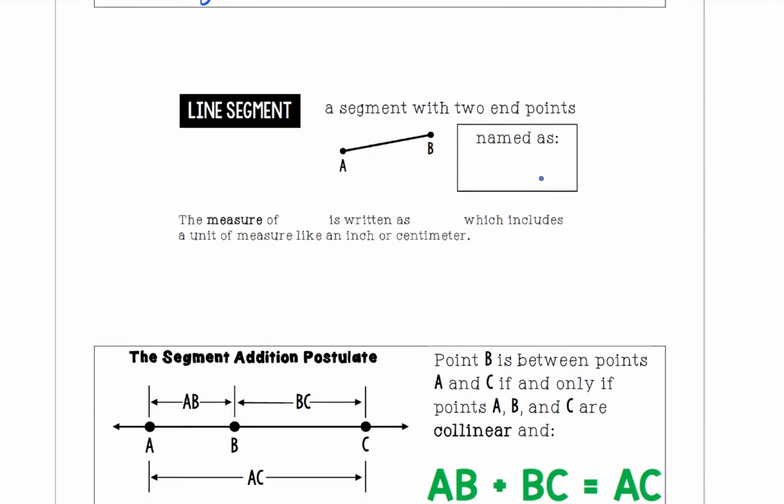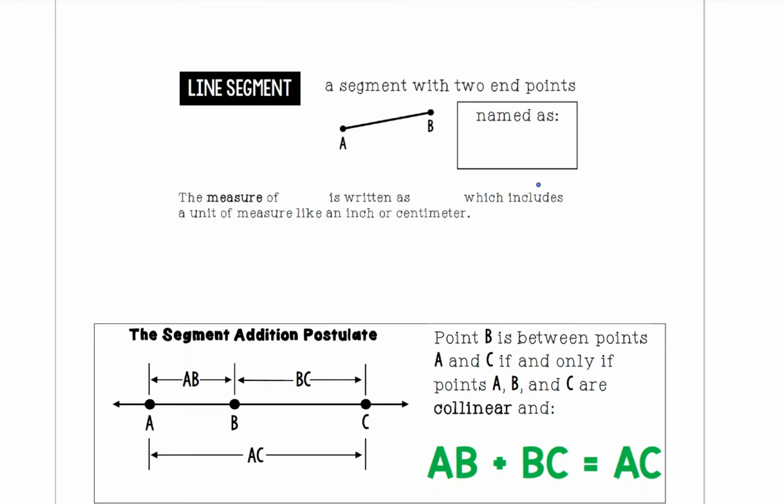The one thing that we want to remember, we kind of talked about this last time, is that a line segment is a segment that has two endpoints. Remember, it looks like this. So it has a defined length. We can measure it. We can either call this segment AB, that's how we pronounce it, or we could call it AB with the line over it. That's how we say segment AB.